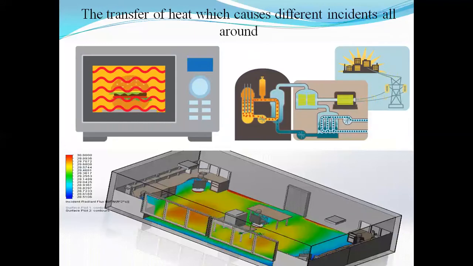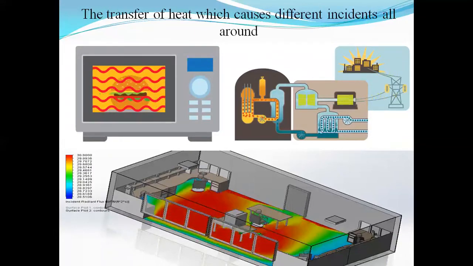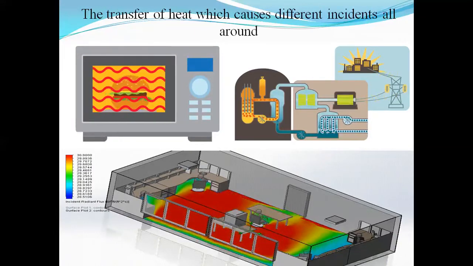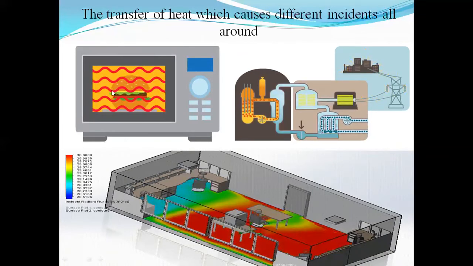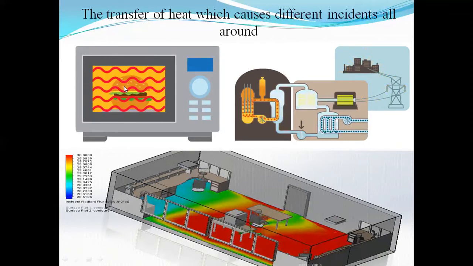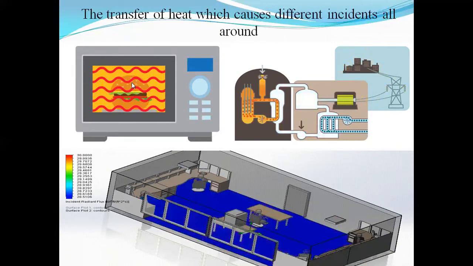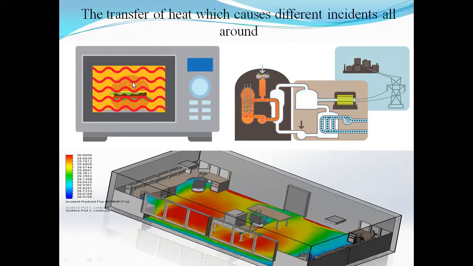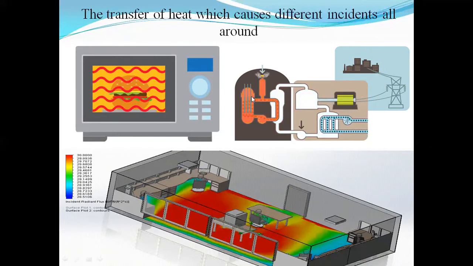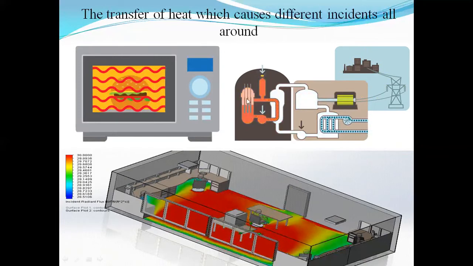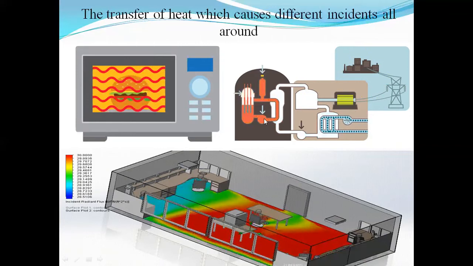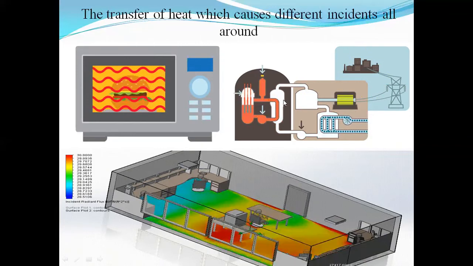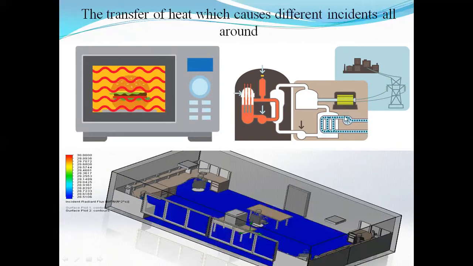And there is the transfer of heat which causes different incidents all around. One is the microwave, where there is the heat radiation and convection process. That mainly uses this radiation process. There must be a current generating, that's why the current must be generated in a way.